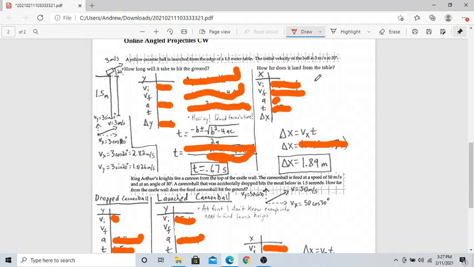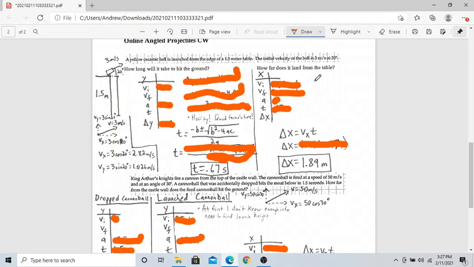All right? Now, the next two questions are the final piece of the puzzle for projectiles. And that is, what happens if I have an angled projectile that is not on level ground? I'm really excited because this is going to be the most intricate solving of equations you're going to do all year.